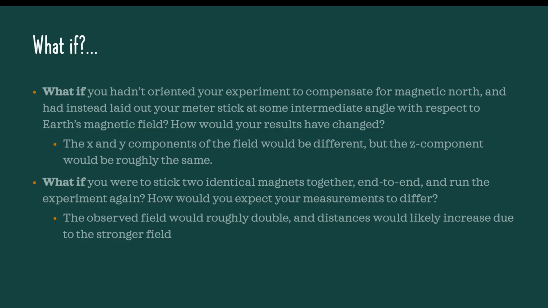If we hadn't oriented our experiment to compensate for magnetic north and instead laid out our meter stick at an intermediate angle with respect to Earth's magnetic field, our results would have changed a little bit. The x and y components would definitely be different, but the z component not so much. And if we were to stick 2 identical magnets together end to end and run the experiment again, the observed field would roughly double, and the distances would likely increase due to the stronger field.